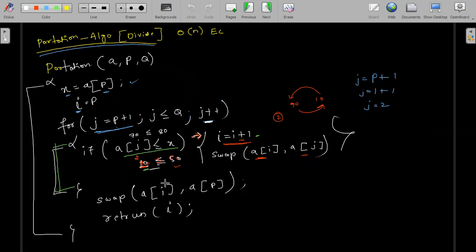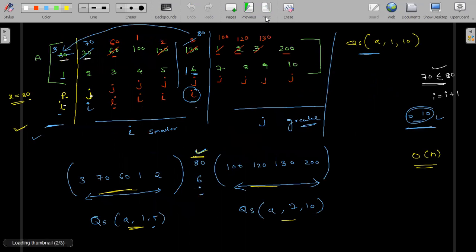This is the partition algorithm. This is exactly where we swap. Finally it will return the I value, which is exactly the middle element, the pivot element. So that is done. I think everybody got this.